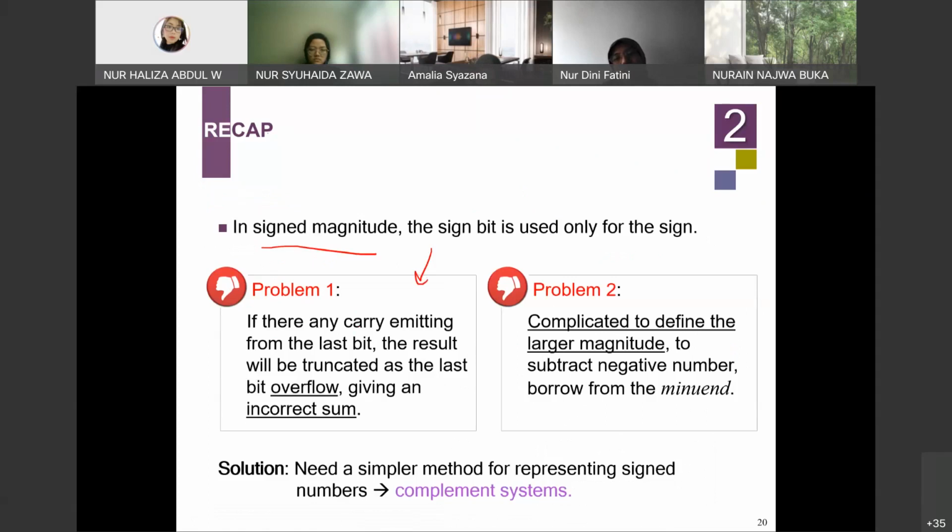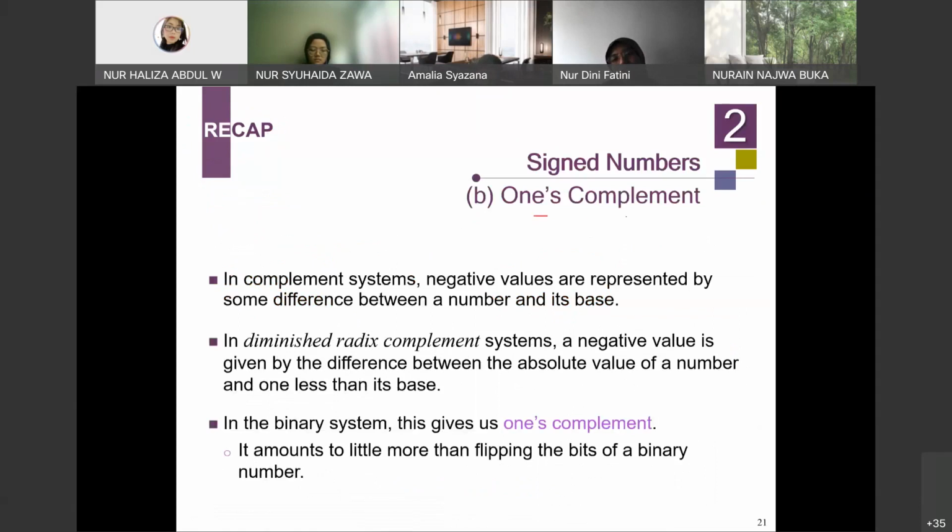Just a recap for your digital logic subject. This is all the problem. That's why we will later have the first complement, which is one's complement, and second complement. I don't want to go in deep because this is all that you have done in your digital logic, Chapter 2, in the numbering system.